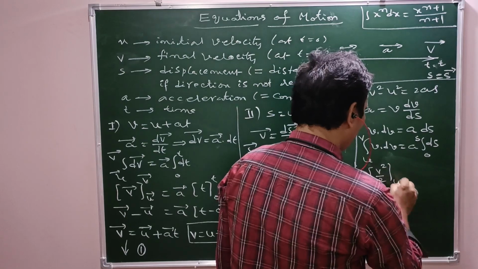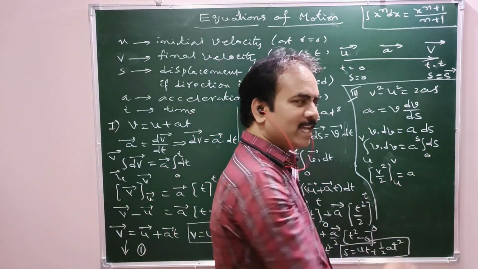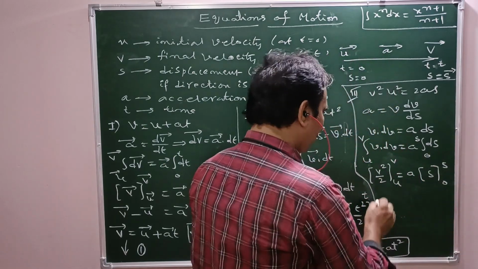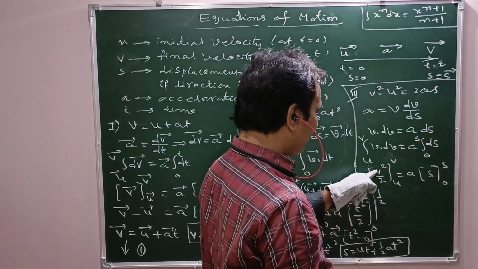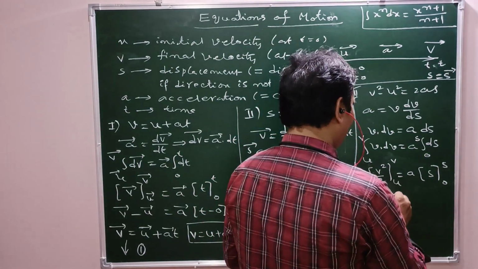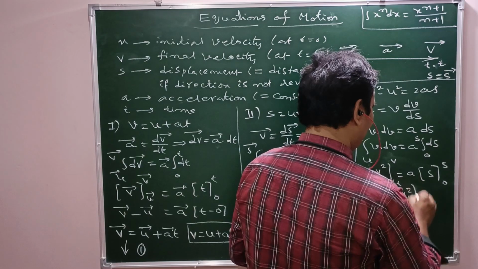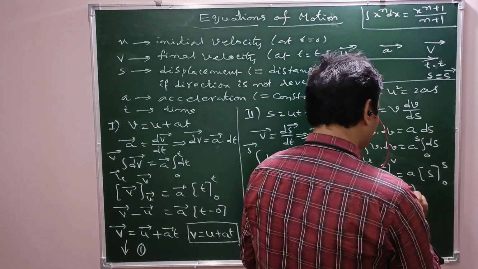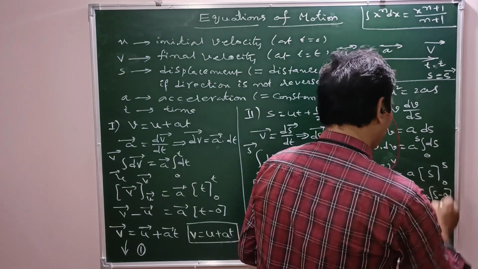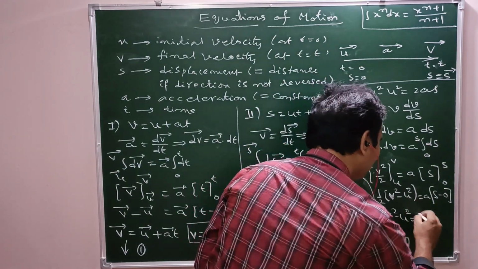v square by 2, limits u to v. That equal to a, which is constant, kept outside. Integral ds means s, limits 0 to s. What is the factor here? v square. Take upper limit minus lower limit. That is v square minus u square, that equal to a into upper limit minus lower limit. So we are left with v square minus u square equal to 2 into as.